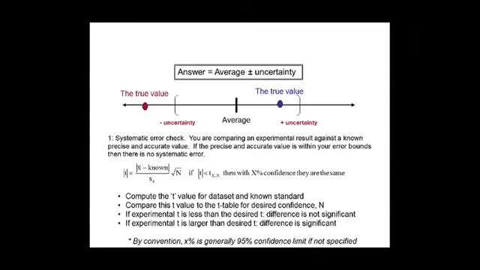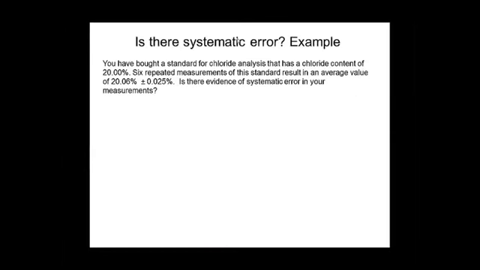By convention, as I said before, if you haven't been given a confidence limit and you're just asked, is there evidence of systematic error, you're going to go for a 95% confidence limit. It's just kind of a convention. So let's do this quick example. You've bought a standard, which is 20%, and this is a typical way to figure out if you have systematic error. By buying a standard, they're certifying a value of 20.00%.